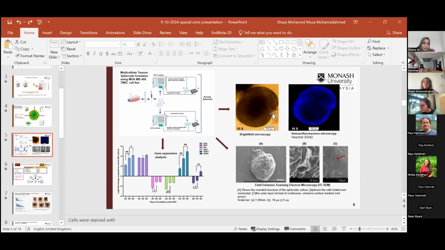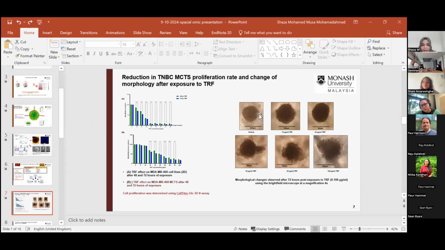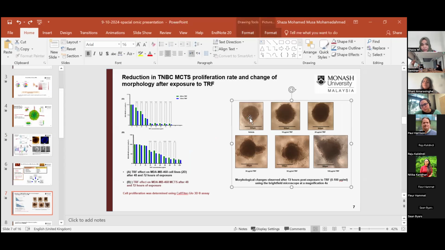This is my day 6. This one is the control, so after the development of the spheroid, it's still intact, the outer layer. But once I treat, then it's not intact. If I maximize, or if I stain with the H&E, you can see the outer layer is very clear, still positive in the control. So what I think is that it is breaking out.